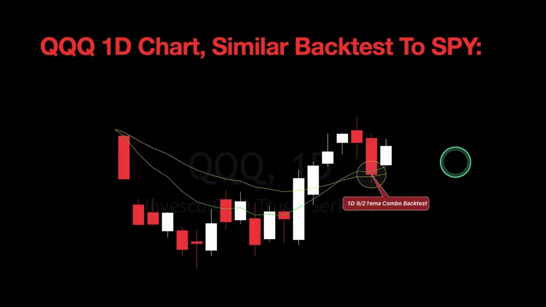So here's QQQ's 1 day chart, similar to the SPY back test. You can see it pulled in right here. This is your yellow, it's your 21. Green is your 9. And you can see the 9 was already crossed over it at least 3 or 4 sessions ago. But you can see we were trending over it very nicely. You got about 1, 2, 3, 4, 5 bars trending over. We pulled into it, really nice back test, and then the next day it instantly caught a bid, really nice run up.